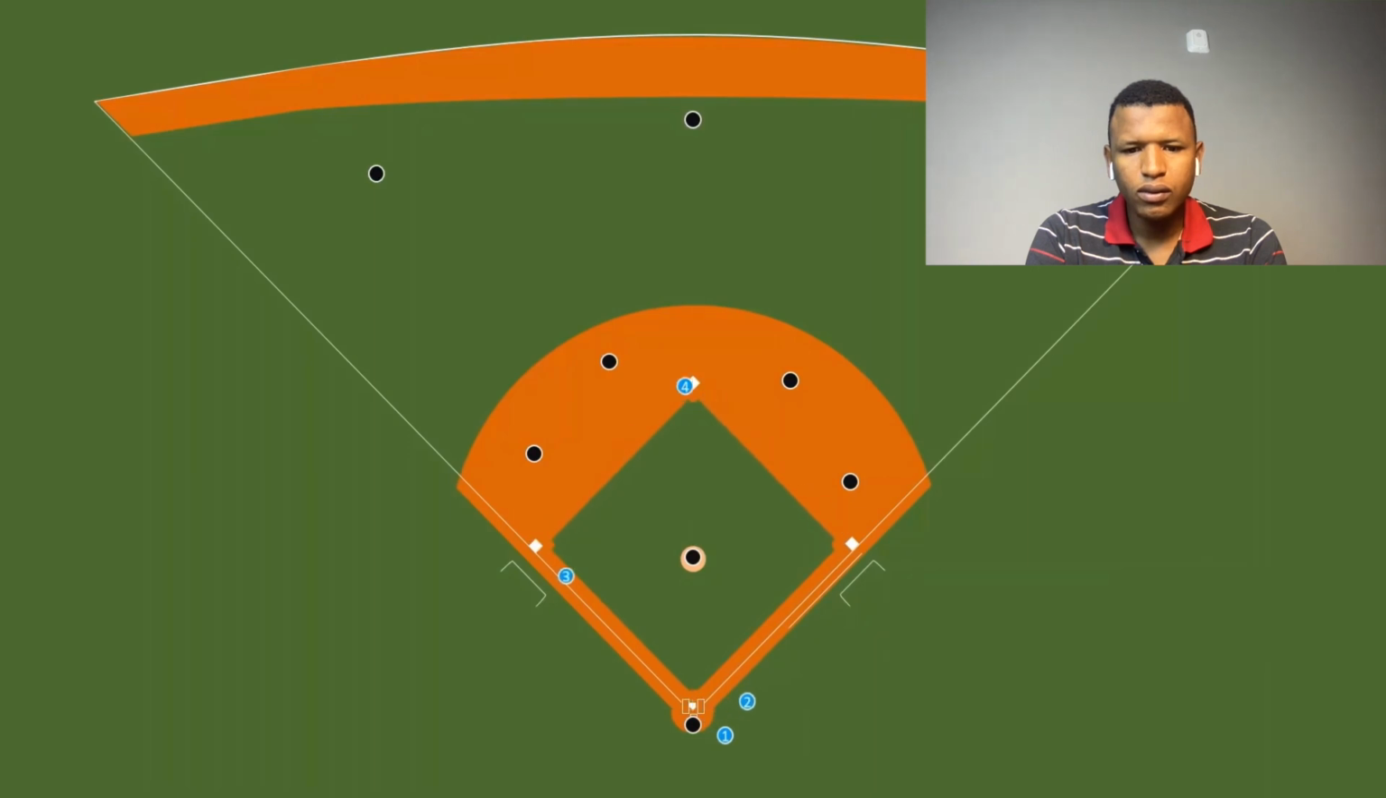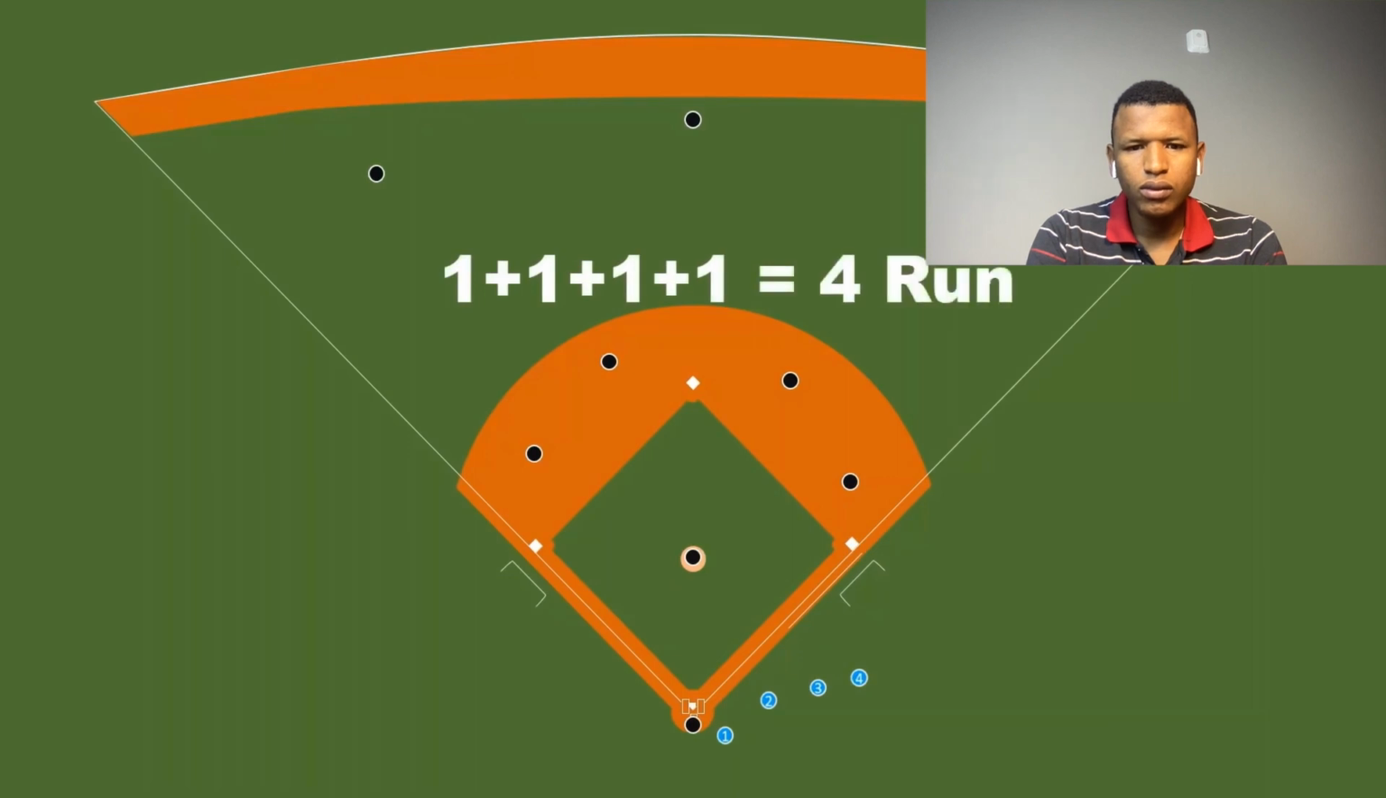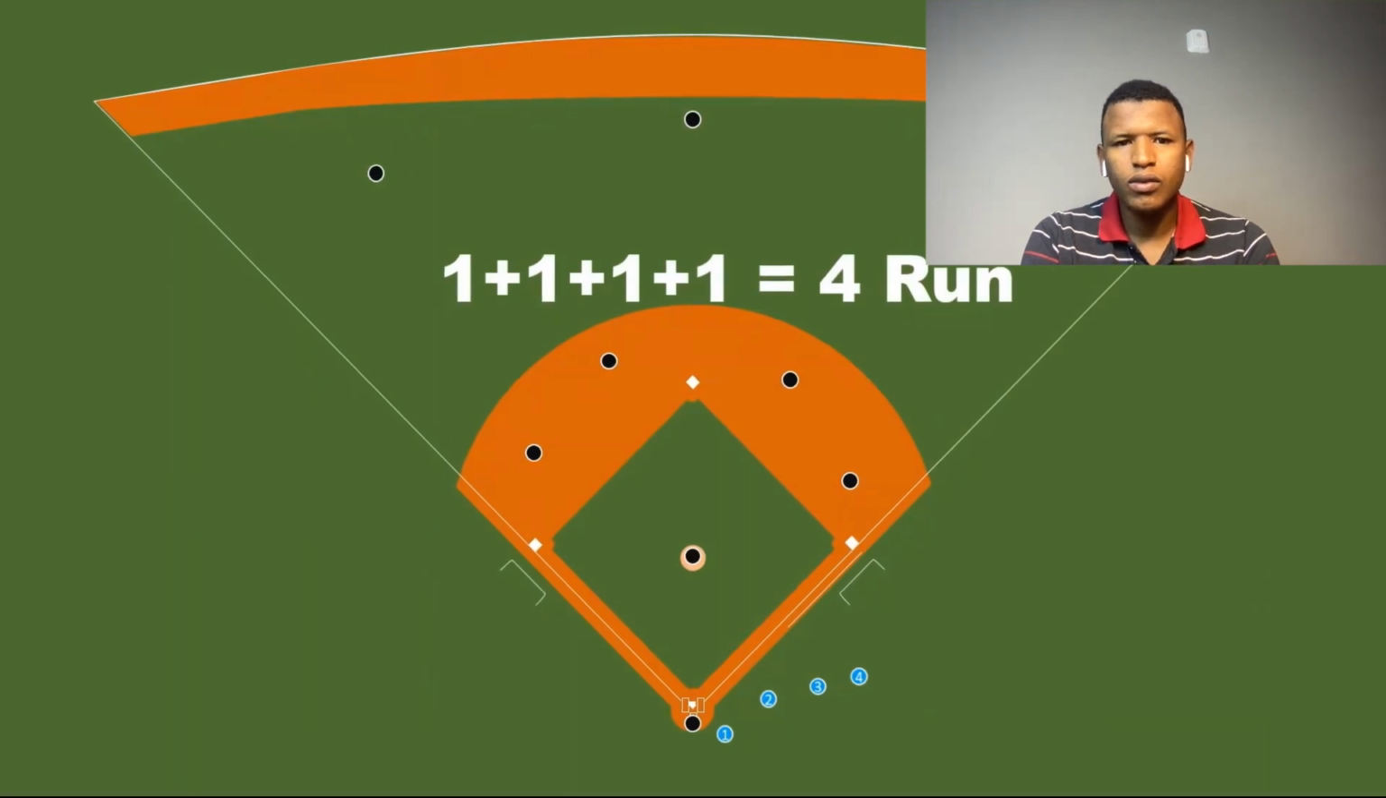Here you see there are four players, and because everyone was able to reach home base, they would get 4 runs. If there were two players and a home run, they get 2 runs. If three, three, if one, one. A home run happens less frequently.